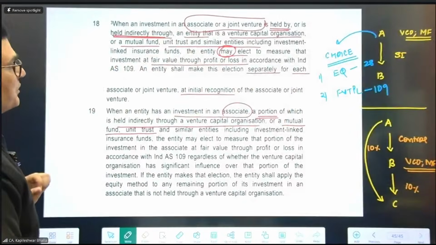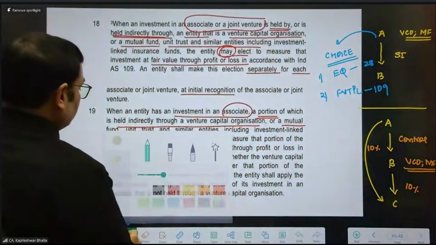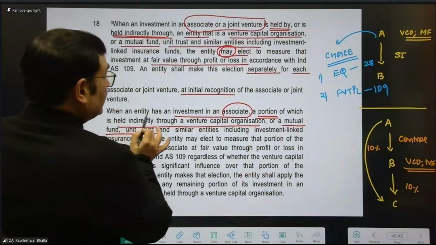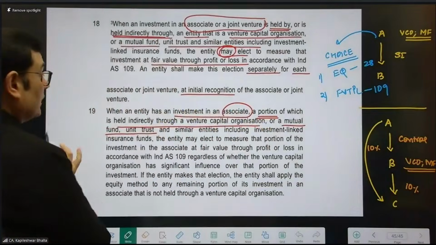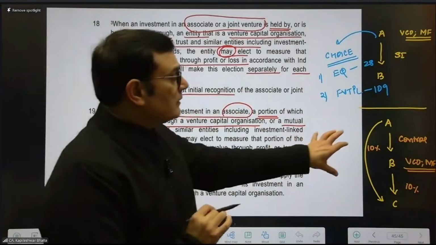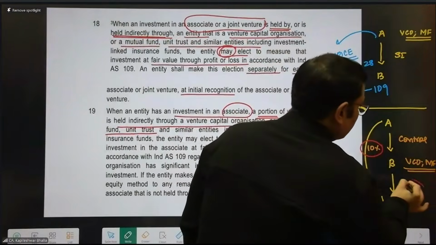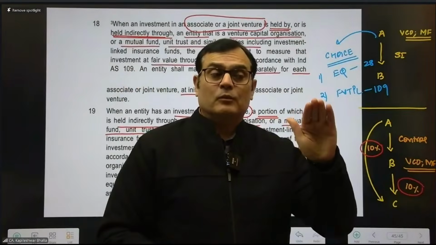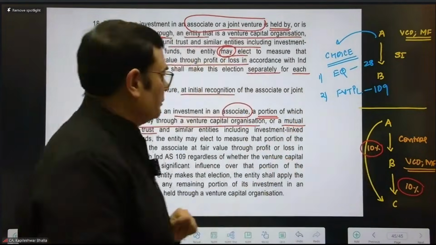Okay, so coming back to the agenda, we were looking at para number 19 in this case. In terms of para number 19, when an entity has got investment in an associate, a portion of which, so this is direct, indirect. So this is one portion and this is another portion. So there are two portions of the investment. One is direct and one is indirect. So we're looking at that indirect percentage.